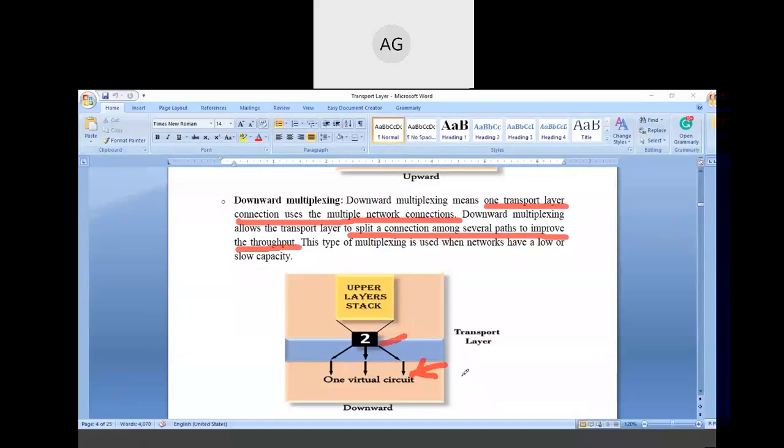So this is the second type of multiplexing which is used in the case of networks having low and slow capacity. So these are the 5 important services provided by the transport layer.